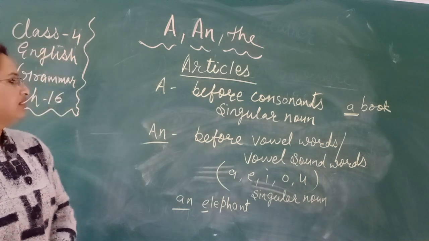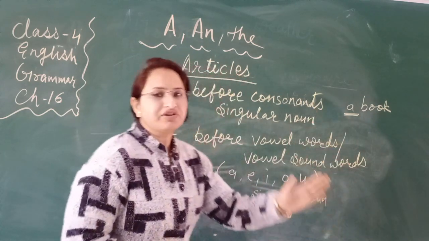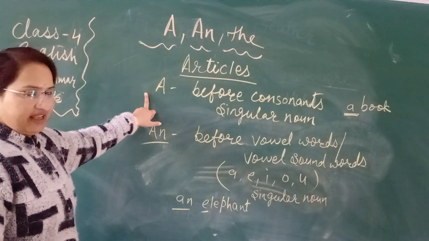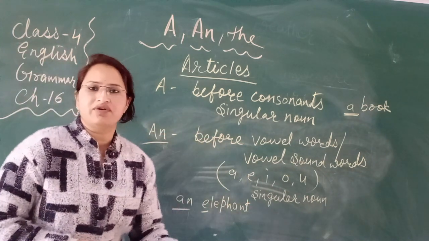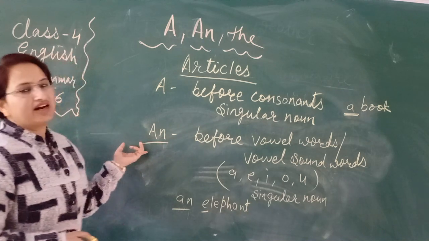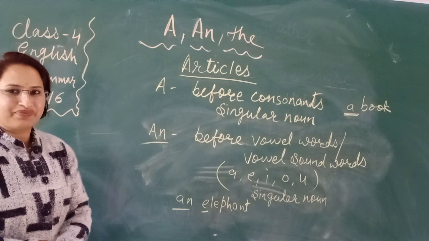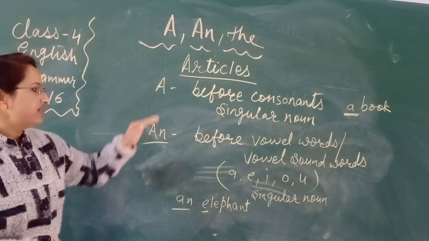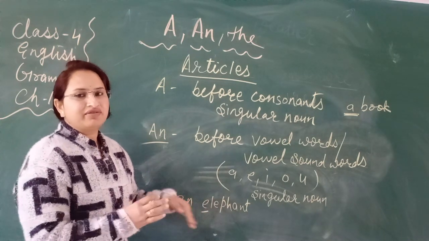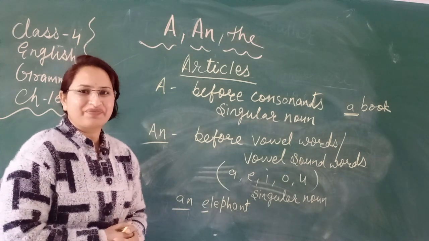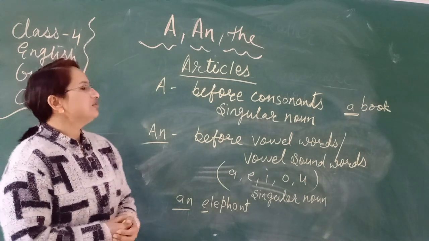These are very simple. Only you have to take care whether the words are starting with consonant or consonant sound. You have to use article A. If the words are starting with vowel or vowel sound, then you have to use article an before similar nouns. Clear about these two? Dear students, write this in your notebook so that you can revise it again and again. Then we will move towards next article, that is use of the.